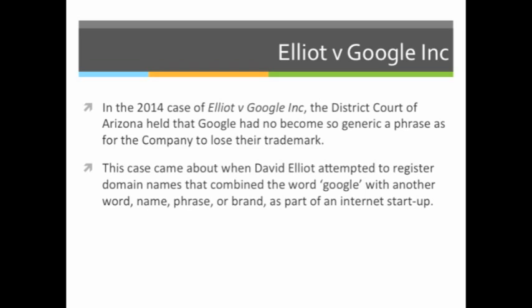In the 2014 case of Elliott against Google Incorporated, the District Court of Arizona held that Google had not become so generic a phrase as for the company to lose their trademark. This case came about when David Elliott attempted to register domain names that combined the word Google with another word, name, phrase, or brand as part of an internet startup. Some of these included GoogleDisney.com and GoogleBarackObama.net.